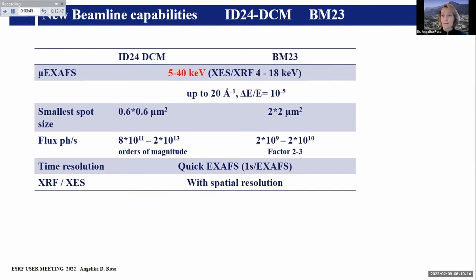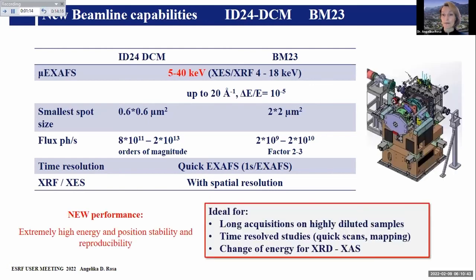The flux at ID24 for the energy scanning scheme has increased by orders of magnitude, while at BM23 we observed an increase of flux by an order of 2 to 3. Both beamlines will allow quick XAS measurements. At ID24 we plan to achieve one XAS in one second. And of course there will be, as I said, X-ray fluorescence and emission spectroscopy possibilities with high spatial resolution. Both beamlines will profit from an ESRF-made monochromator that will feature unprecedented performance with an extremely high position and energy stability and reproducibility, which is ideal for long acquisitions on highly diluted samples, time-resolved studies, and if we have to change energy, for example, for different X-ray probe techniques.